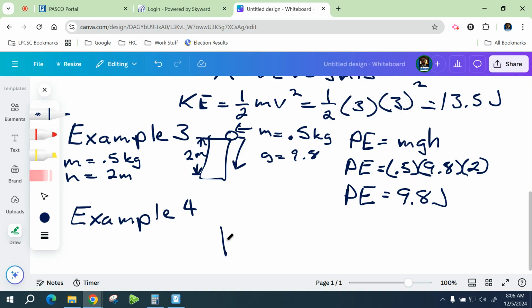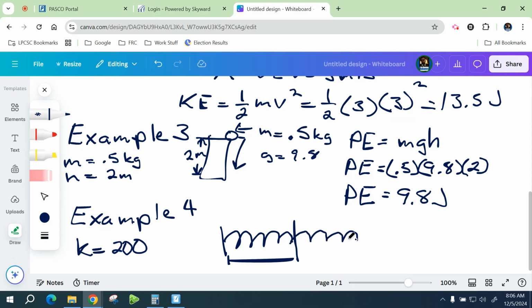There's a spring. Okay. And it has a constant. The spring's constant is 200. Wow, that's a big number. And this is its free length here. So this is the normal length of the spring, right? So we call that the free length. But it's extended 4 meters. It's stretched 4 meters. How much energy does the spring hold?